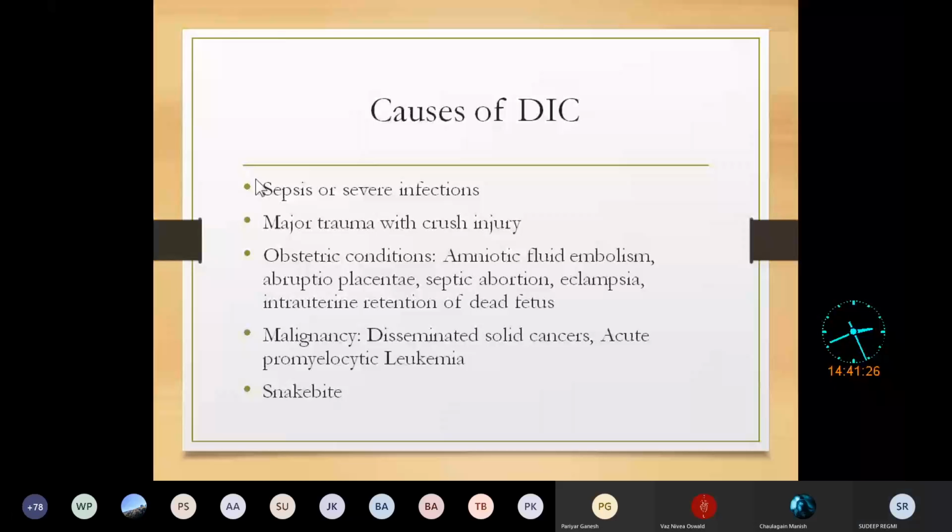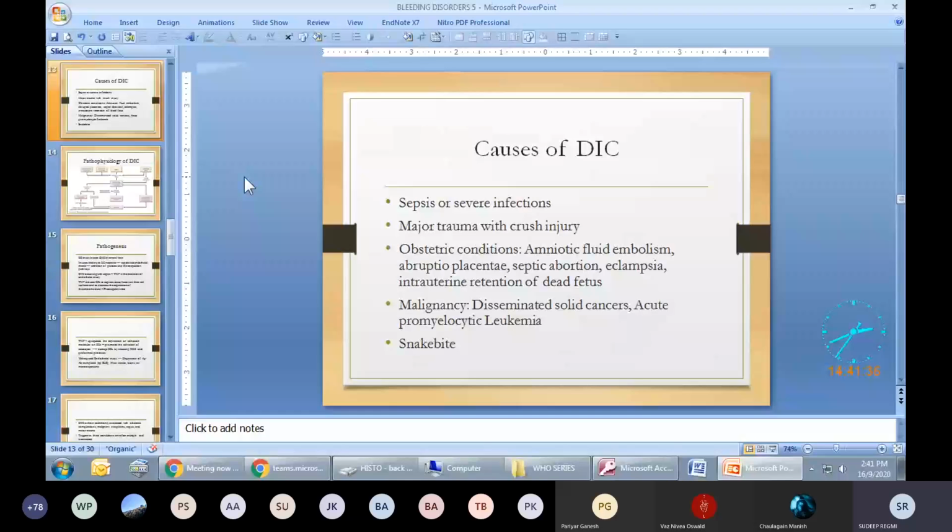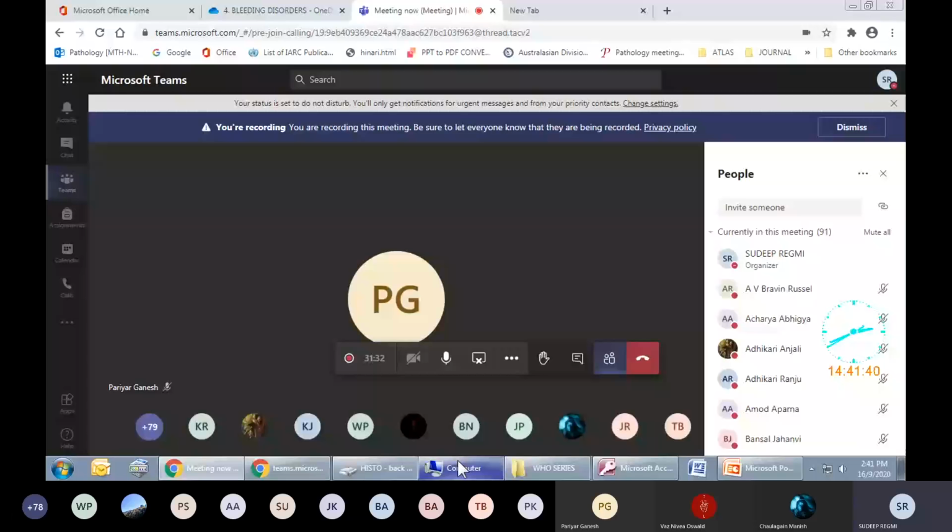Okay. Roll number 21. Roll number 21. Yes, sir. Can you please, till now whatever we have told about DIC and its causation, can you please elaborate?